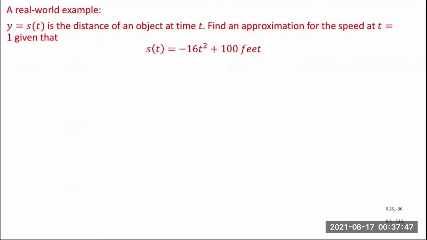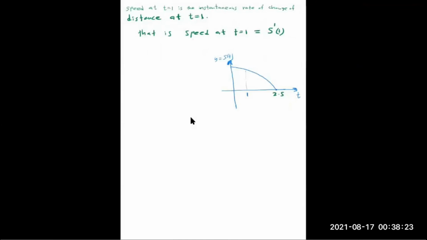All right, now let's look at an example. Look at this particular example. Y is equal to s of t is the distance of an object at time t. Find an approximation for the speed at t is equal to 1, given that s of t is given by this particular function. The distance is in feet. So first of all, I want to recall some concepts from physics. You might not have taken a physics course, but don't worry, you need to know these definitions.